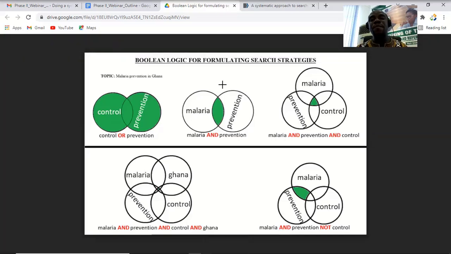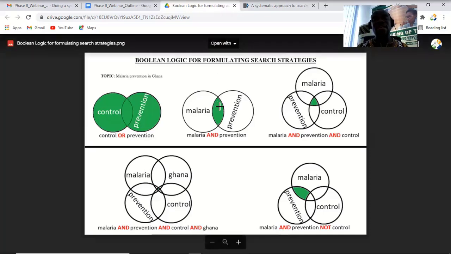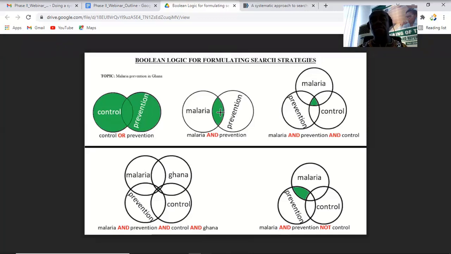The AND operator is used to combine unique terms. So as I mentioned, malaria, prevention, Ghana, they are all unique terms. And so if we choose to find documents that deal only with malaria prevention, then we will say malaria and prevention, all right? In that case, it is only this shaded region, the intersection of these two sets, that will be retrieved. So there may be several documents that deal with or treat malaria, perhaps causes, control, whatever.